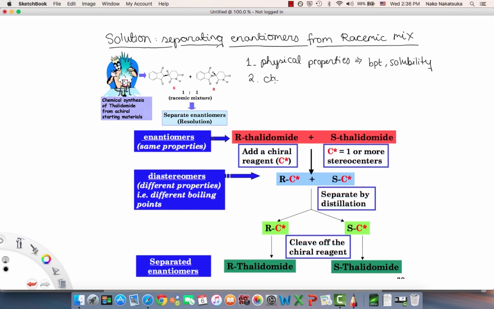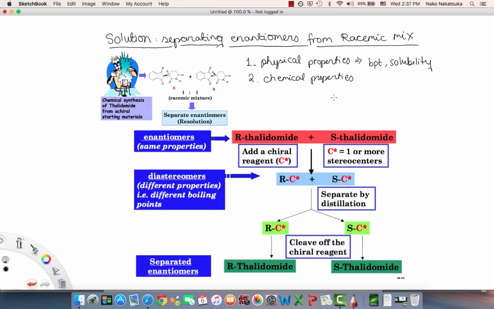Another possibility is using chemical properties. And in this case, it's if one stereoisomer maybe reacts faster or slower than the other, and you can use its kinetics to separate them. But basically, what people came up with in order to separate the enantiomers is to use diastereomers.